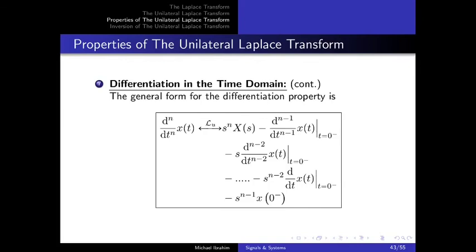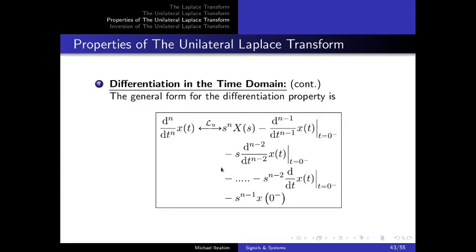The differentiation property can be generalized to higher order derivatives as follows. If we have an nth order derivative of x of t in time domain, this corresponds to multiplying x of s by s to the power n. And we need to subtract the initial conditions as stated over here. But for simplicity, we'll assume that all initial conditions are zeros, and this will be the situation in our problems.